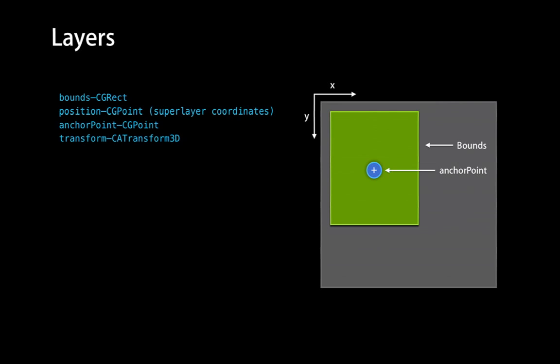The layer geometry is very straightforward, important to understand. Luckily, there's not too much to it. The important concepts are obviously the bounds, which tell you the size, the height and width of the layer; the position, which is a point in the superlayer's coordinate space; the anchor point, which I'm going to talk a bit more about in a second; and of course this three-dimensional transform property.